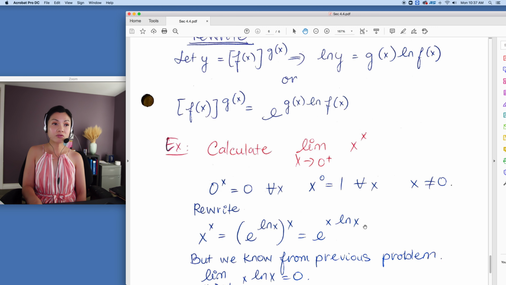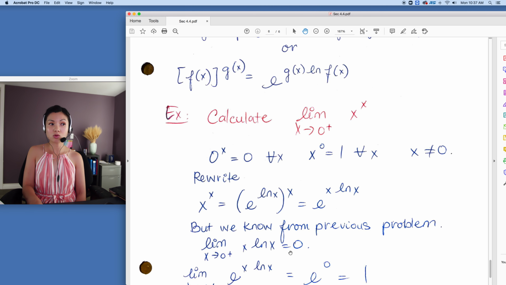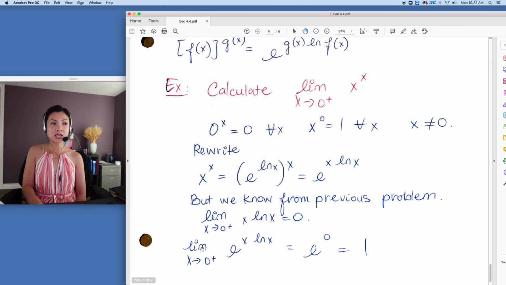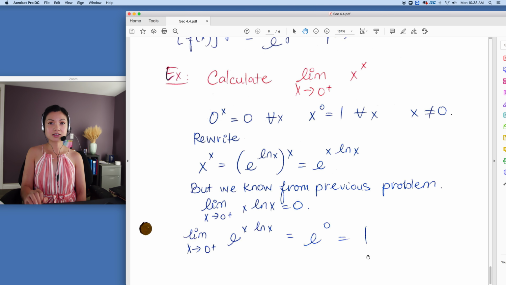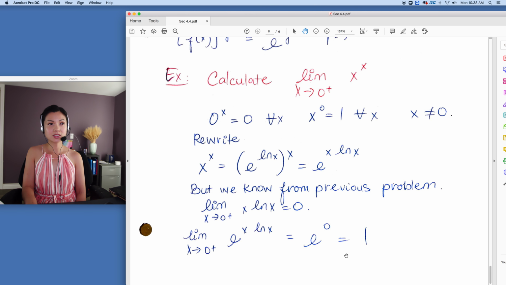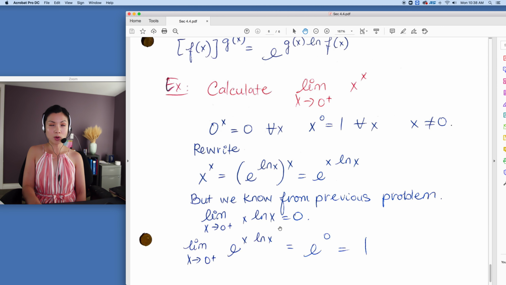Now we know from the previous problem that the limit as x approaches 0 from the right of x times ln x is going to give you 0. So in fact, if you take the limit, the exponent is going to go to 0. So e to the 0 is just 1. Okay? And that's going to be our solution for this problem. So notice that we rewrite, and you apply what we know.